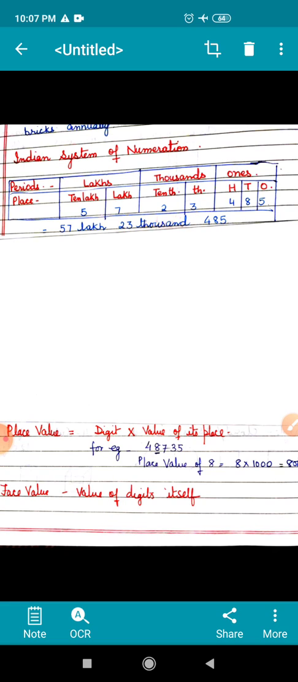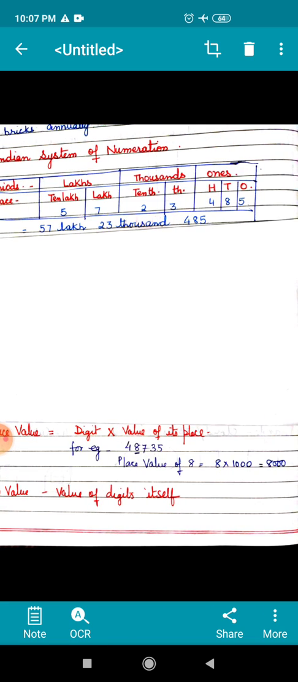Okay, here you can see in Indian system of numeration there are 3 periods: ones, thousand and lakhs. And ones period has 3 places, thousand places and lakhs places have 2 places each. Okay, ones period places are ones, tens and hundred. Thousand period has 1000 and 10,000 places, and lakhs period has lakhs and 10 lakhs places.